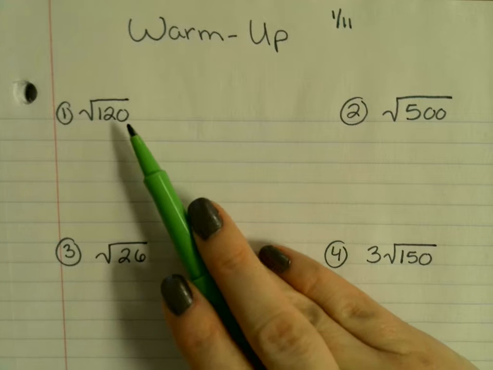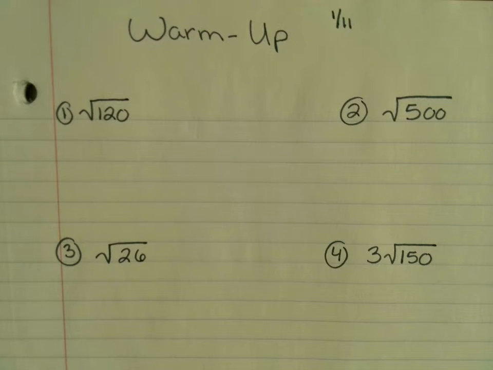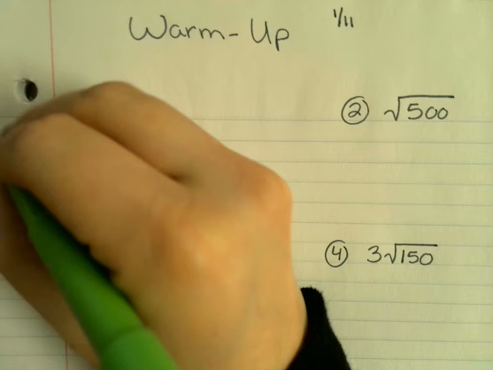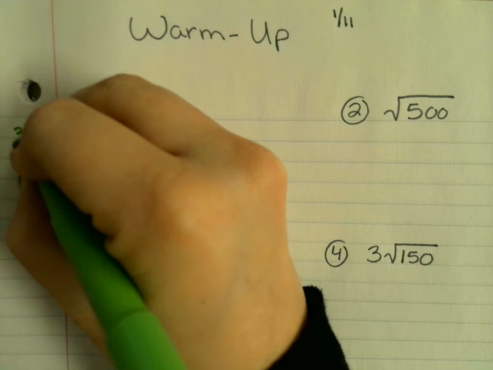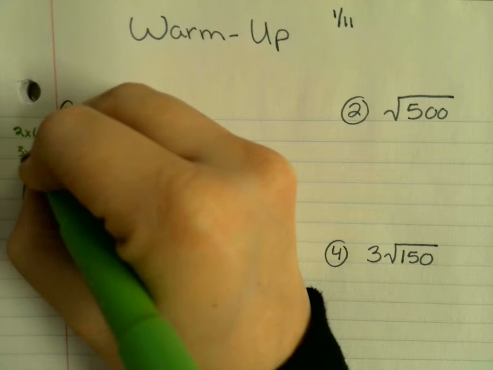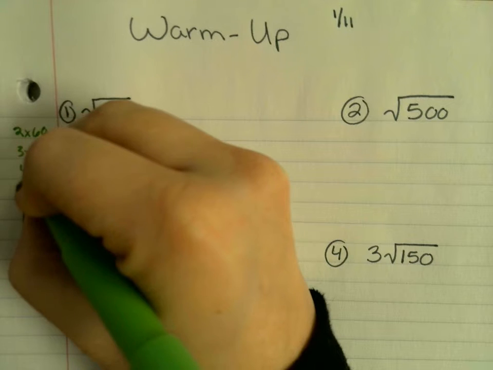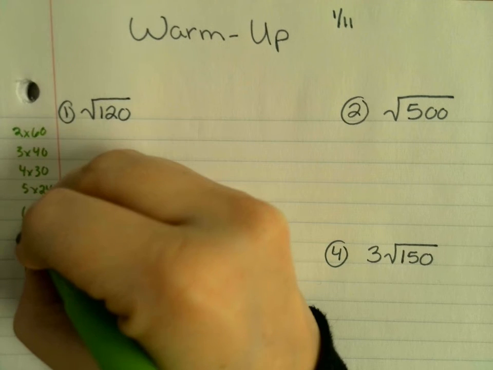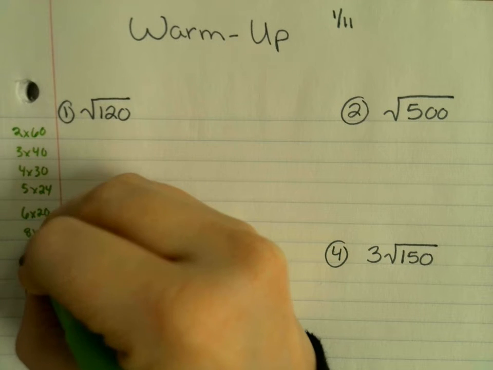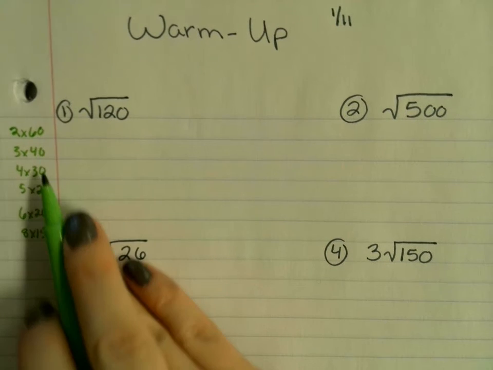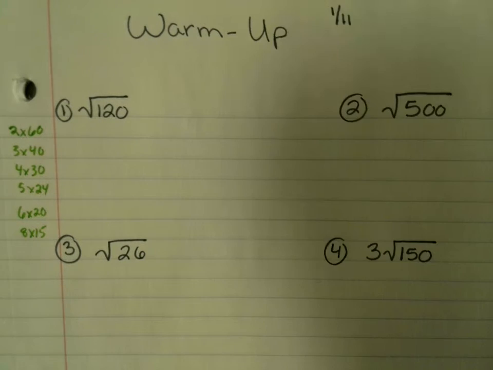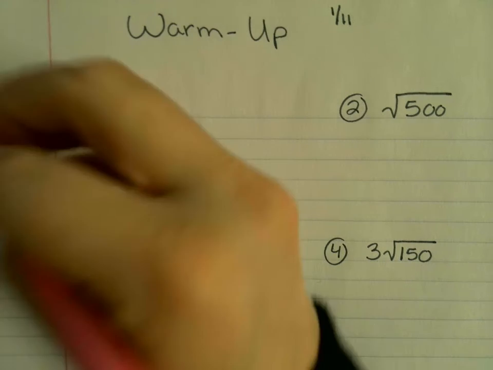Now, if you needed to write out all the factors, you could do that. Obviously 1 and 120 would be a factor, but we don't want to focus on that. We could say 2 and 60. We could say 3 times 40. We could say 4 times 30. We could say 5 times 24. 6 times 20, and then 8 times 15. Those would be all the factors of 120. And again, the 4 is going to be your largest perfect square that can go into this.